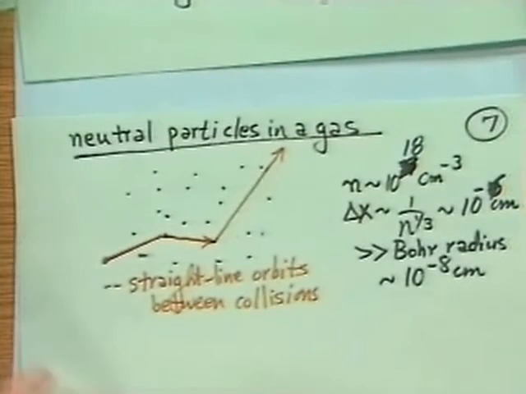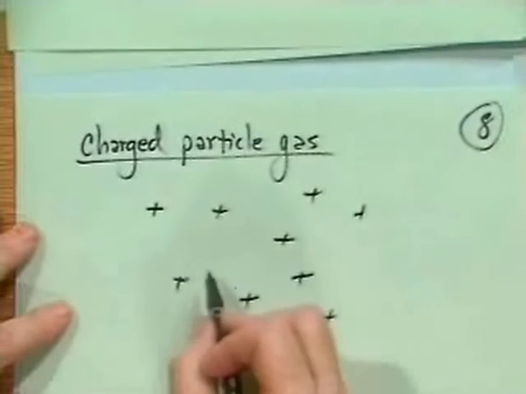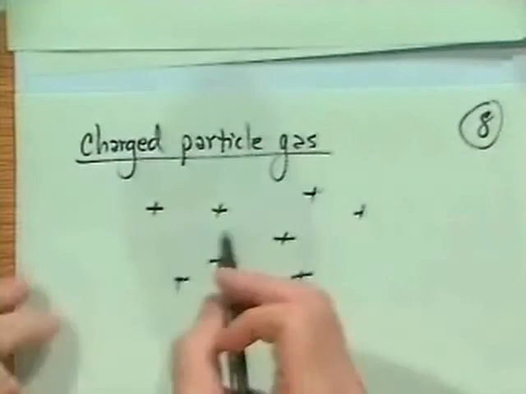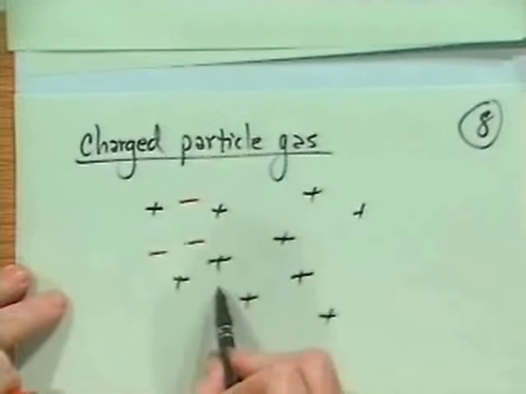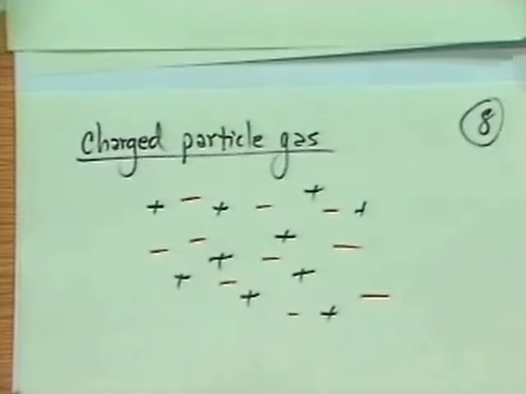Let's now look at, suppose, on the other hand, we had charged particles. So let's call it a charged particle gas. Now, the first problem I've got is that now I have two types of particles. Previously, I just had neutral particles. So I have a bunch of pluses here: plus, plus, plus, plus, plus, plus. And now I better draw in an equal number of minuses. I'll never get an equal number, but let's pretend it's an equal number.